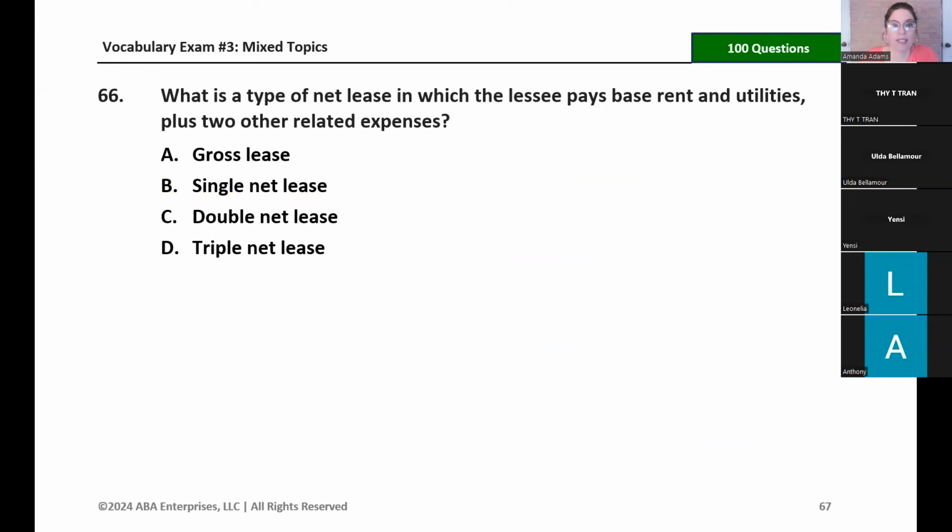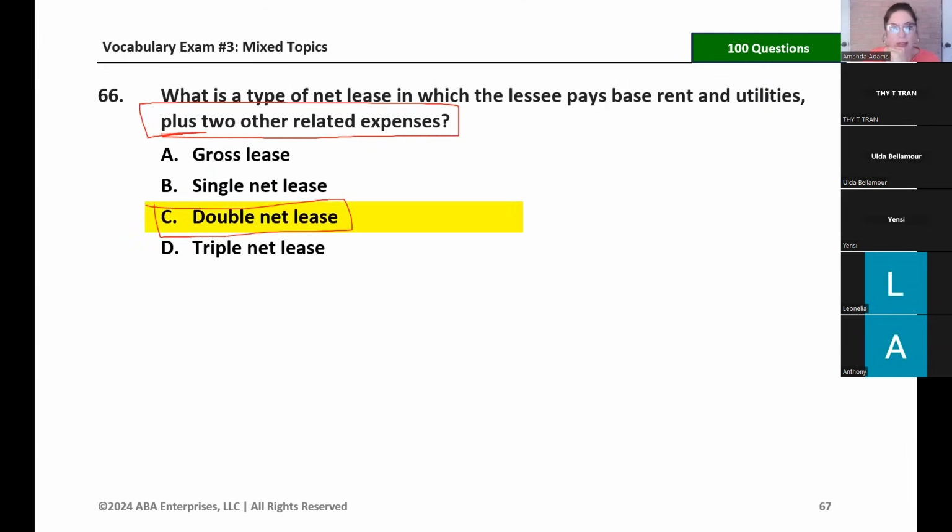Number 66, what is the type of lease in which the lessee pays base rent and utilities plus 2 other related expenses? So this is used in commercial a lot. That is C. That would be our double net lease.